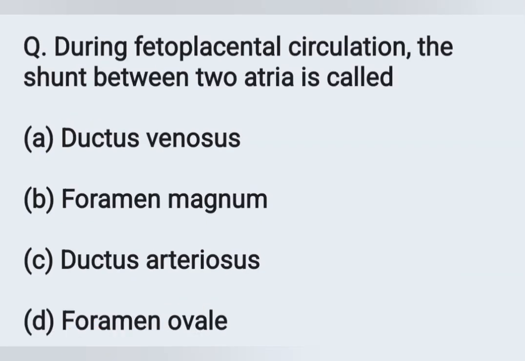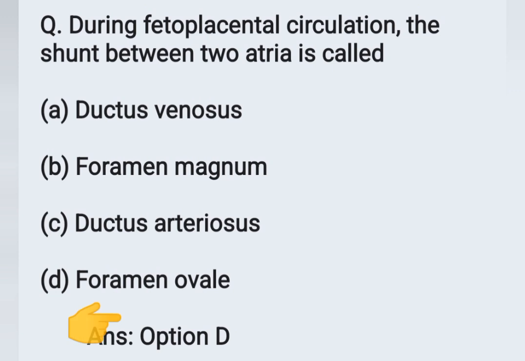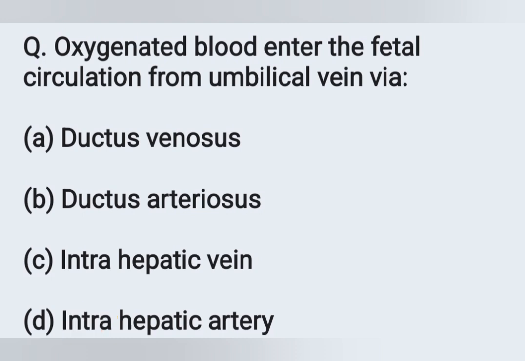During fetoplacental circulation, the shunt between two atria is called. Options: Option A, ductus venosus. Option B, foramen magnum. Option C, ductus arteriosus. Option D, foramen ovale. During the fetoplacental circulation, the shunt between two atria is called foramen ovale. Option D is the correct answer. Move on to the next question.